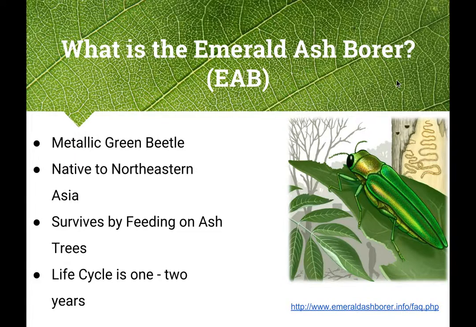So what is emerald ash borer, also known as EAB? Emerald ash borer is an invasive metallic green beetle that is native to northeastern Asia. It survives by feeding on ash trees. It's thought to have come into Michigan through crates made of ash wood from Asia. The emerald ash borer has a life cycle of about 1 to 2 years.